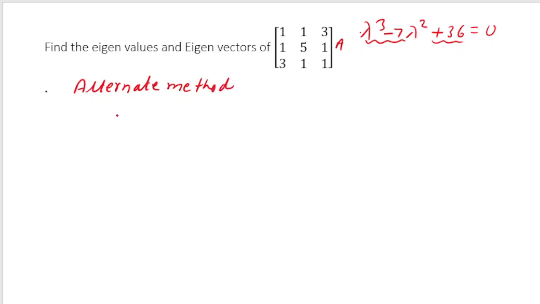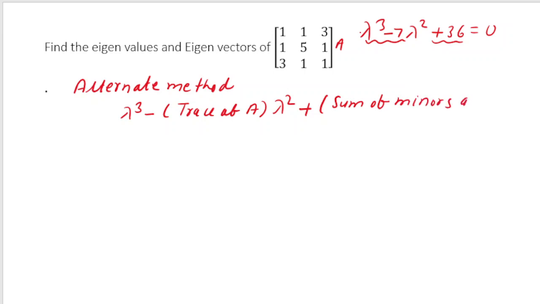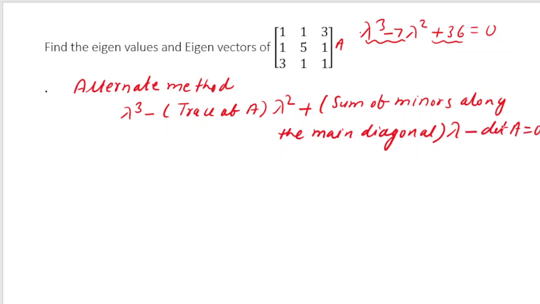For 3 cross 3 the characteristic equation will be given by lambda cube minus trace of matrix A times lambda square, plus, and this is important, sum of minors along the main diagonal times lambda, minus determinant of A is equal to 0. It is easy to remember: plus minus plus minus.